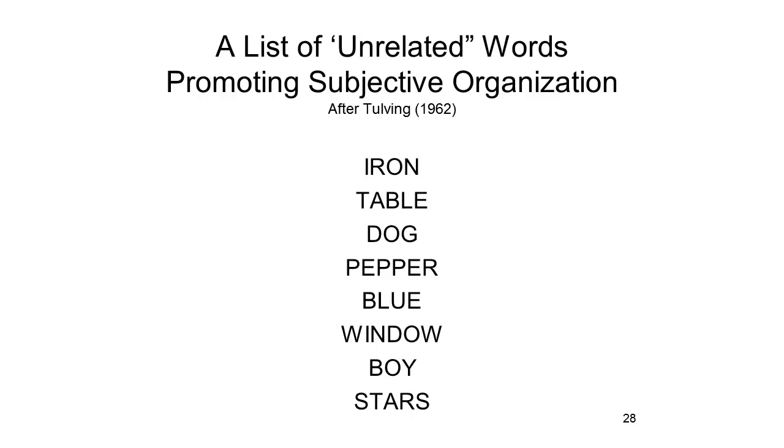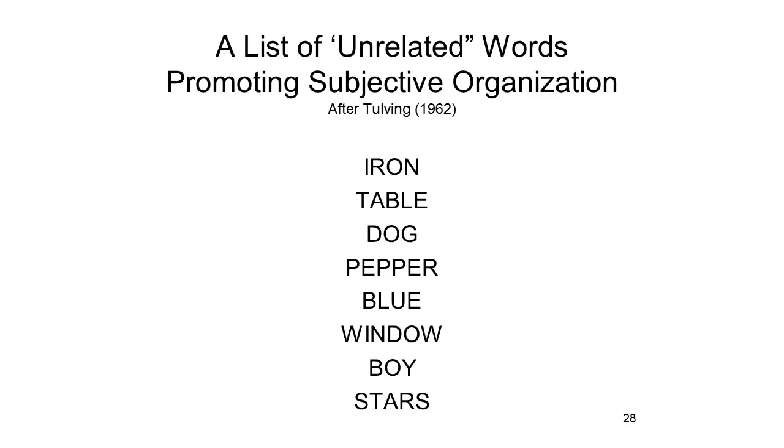Category clustering and associative clustering are forms of organization that capitalize on organization that's built into the list by the experimenter. But subjects can show organizational activity that helps recall even when there are no categorical or associative relationships built into the list at all. This was discovered by Tulving in the phenomenon of subjective organization.